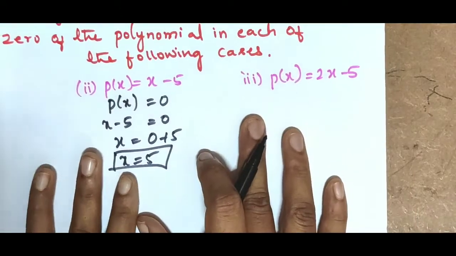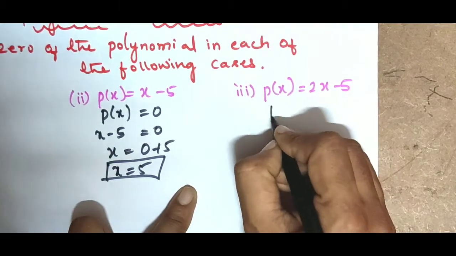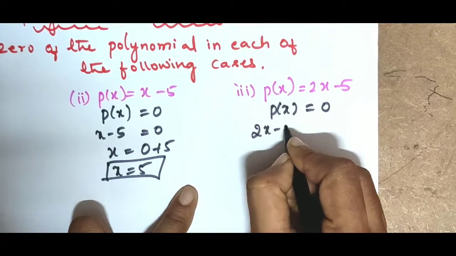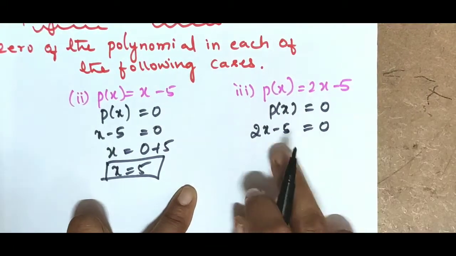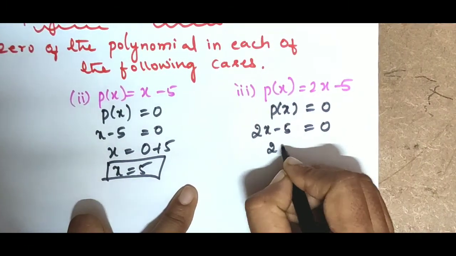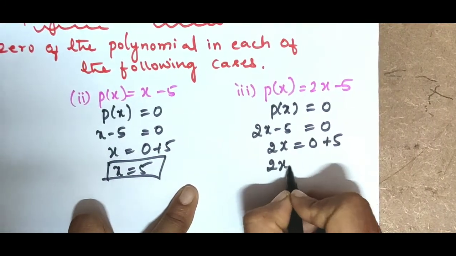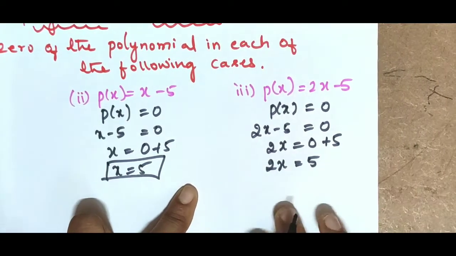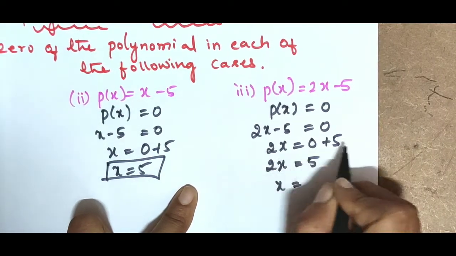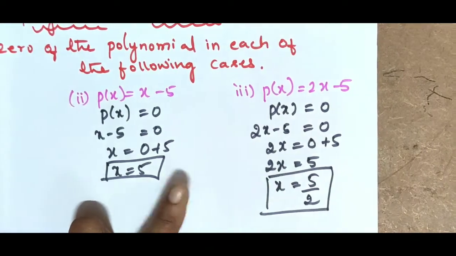So let's go for the next, third sub question. Here 2x minus 5. What is our first step? P of x is equal to 0. Now substitute P of x here: 2x minus 5 is equal to 0. Now send this minus 5 to the RHS. So here remaining will be 2x is equal to 0 plus 5. Minus 5 becomes plus 5, so 2x is equal to 5. Here you need to find the value of x. x is multiplied by 2, so if we take it to the RHS, it is division. So it is 5 by 2. So the x value is equal to 5 by 2.